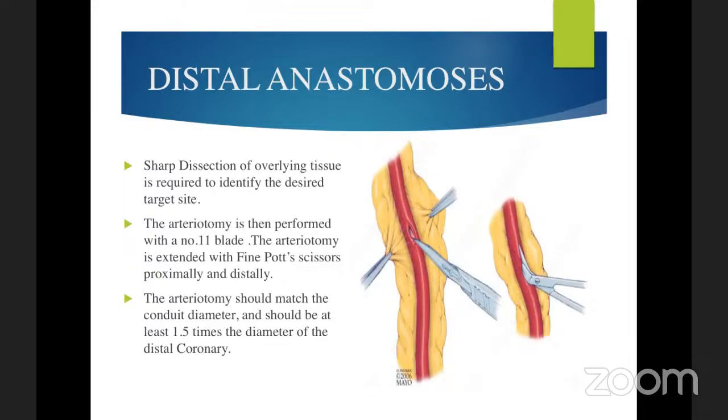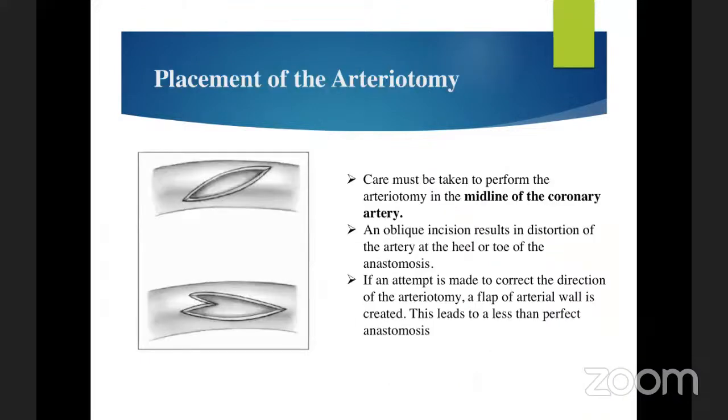The arteriotomy is then performed with a number 11 blade. The arteriotomy is extended with fine butt scissor proximally and distally. The arteriotomy should match the conduit diameter and should be at least 1.5 times the diameter of the distal coronary. Care must be taken to perform the arteriotomy in the midline of the coronary artery.